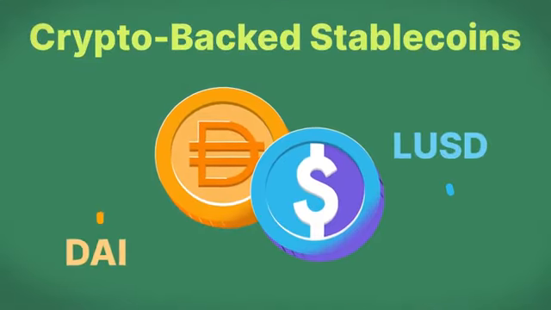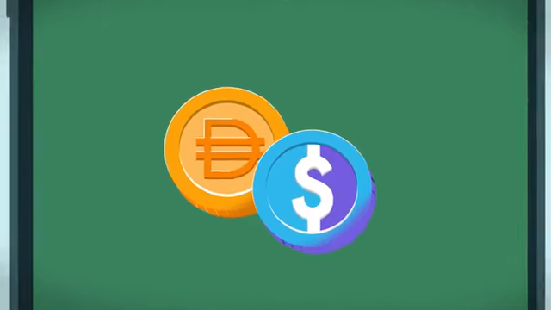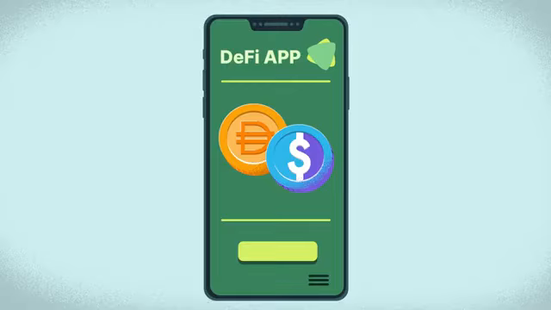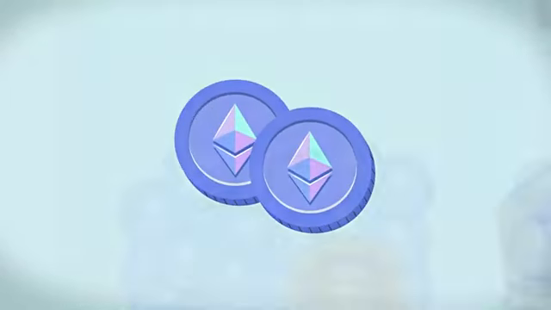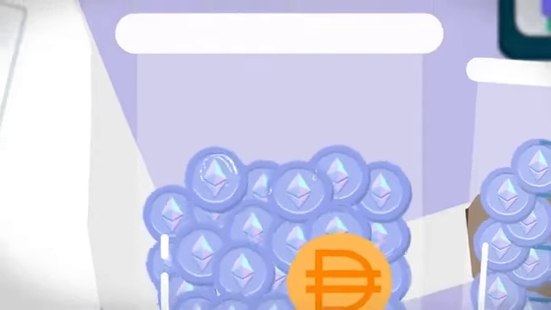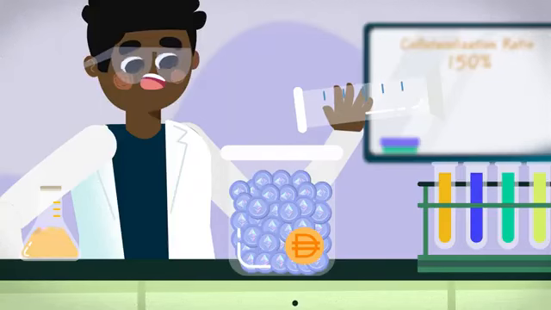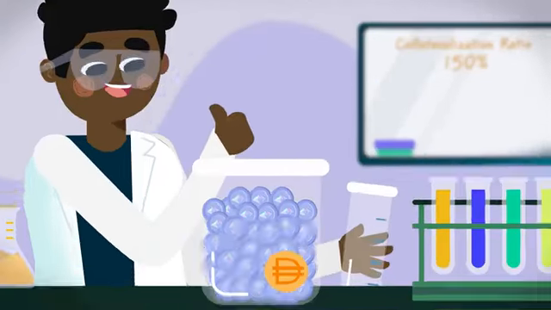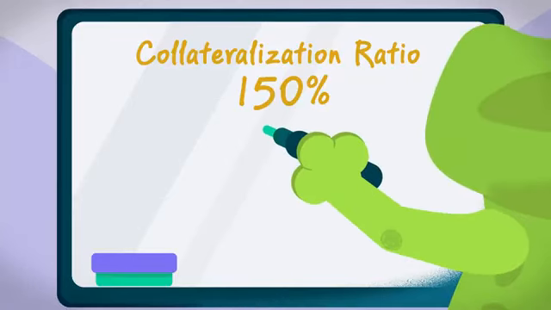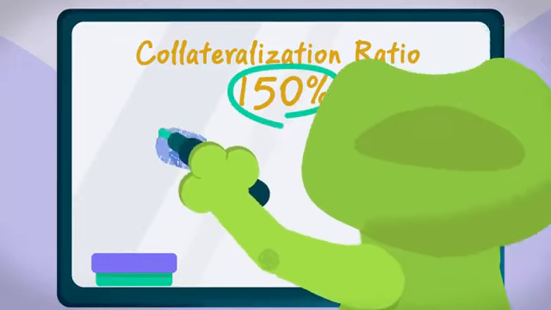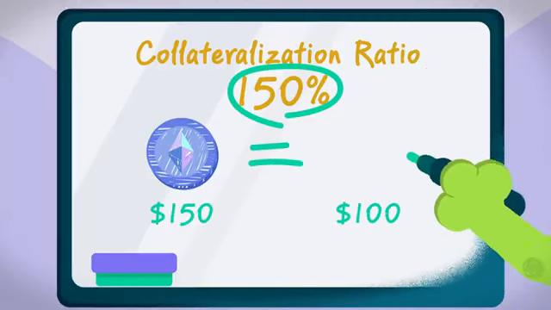Next, we have crypto-backed stablecoins. As their name suggests, crypto-backed stablecoins originate from DeFi applications and are backed by cryptocurrencies held as collateral. However, due to the volatile nature of cryptocurrencies, crypto-backed stables typically require over-collateralization to a specific ratio to ensure stability. For instance, a collateralization ratio requirement of 150% means that a user needs to deposit $150 worth of crypto to mint $100 of a stablecoin.